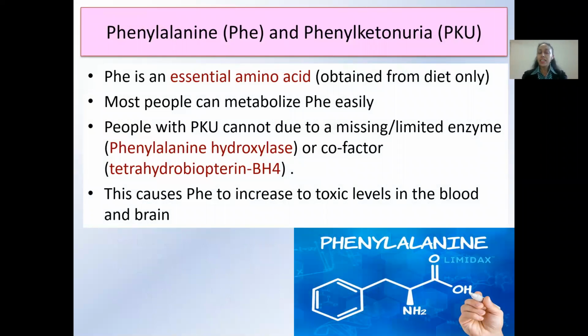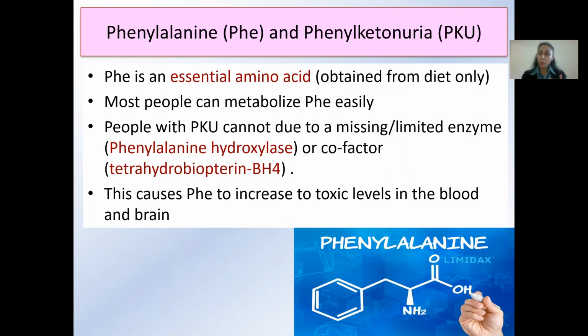So yes, as the name suggests, phenylketonuria. So this disorder is about phenylalanine deficiency, right? So what deficiency are we particularly talking about? We are talking about the deficiency of an essential amino acid which is called phenylalanine. The deficiency of phenylalanine is what leads to phenylketonuria. This is an essential amino acid, meaning it is obtained only from the diet.